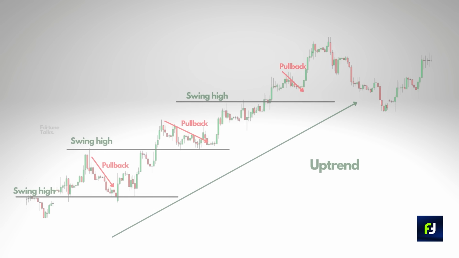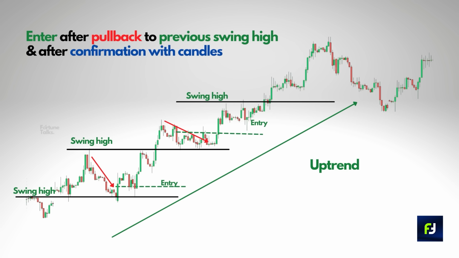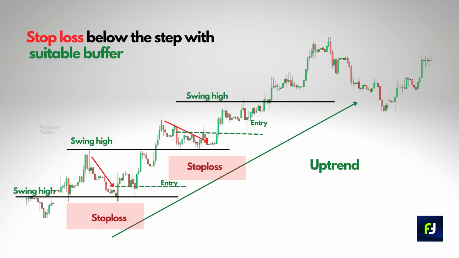In case of an uptrending market, the entry in this case would be during the retracement from a swing high level to the previous swing high levels, and using confirmation candlesticks like bullish engulfing or hammer patterns for the trade entry. And if you talk about the stop loss for the trade, it would be suitable to place the stop loss below the step pattern or the swing low with a suitable buffer depending on your risk appetite.